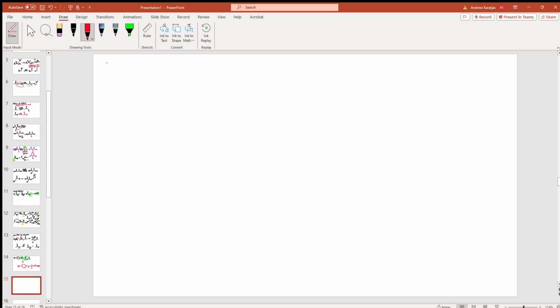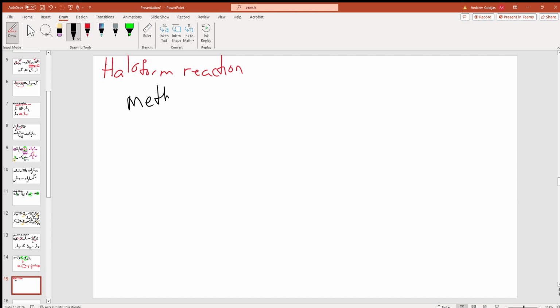The following is known as the haloform reaction. It's another fairly special case reaction, but it allows us to convert a methyl ketone into a carboxylic acid.